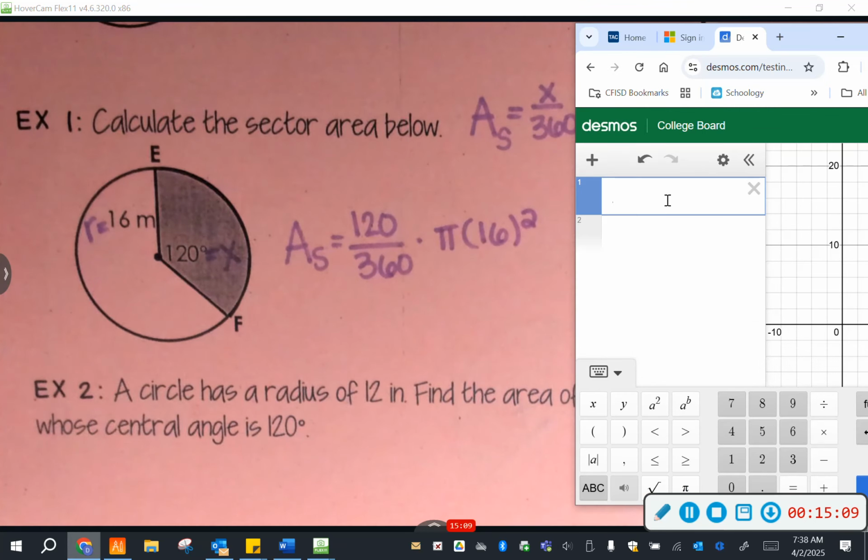Again, you don't have to put the A of S. You can just start by saying 120 over 360. And am I going to put the pi? No. Don't put the pi. Times 16. Can you put the pi? It won't be wrong if you do.